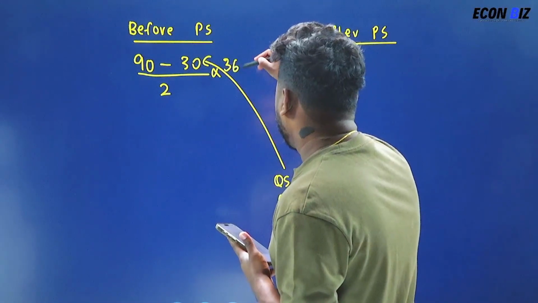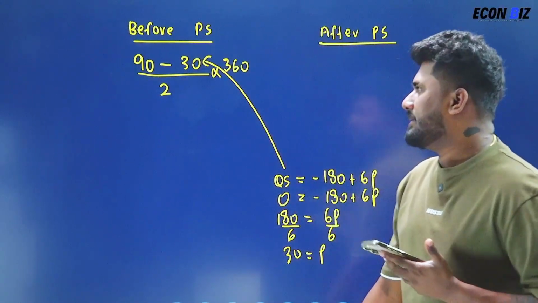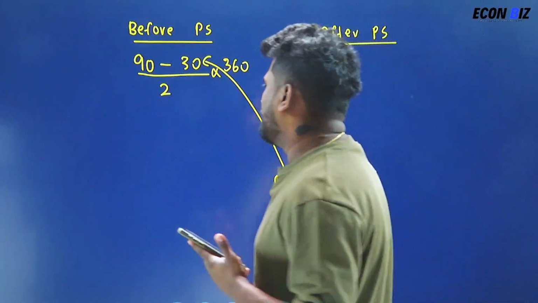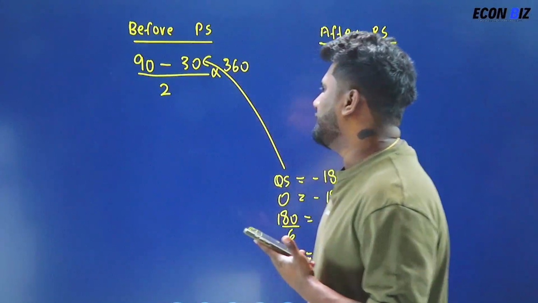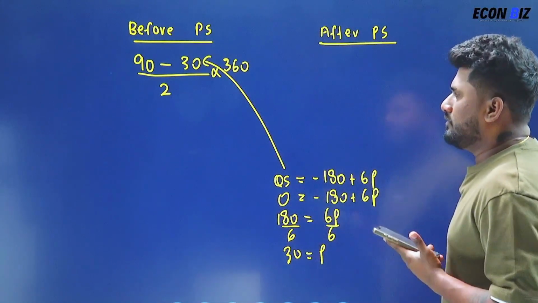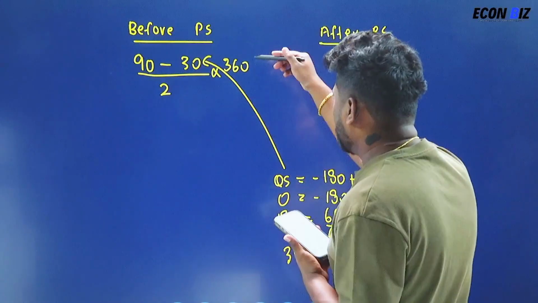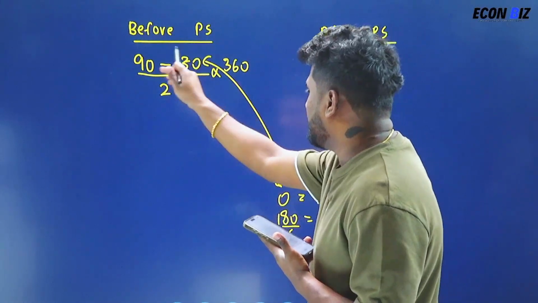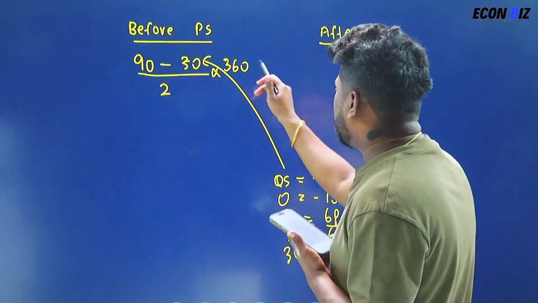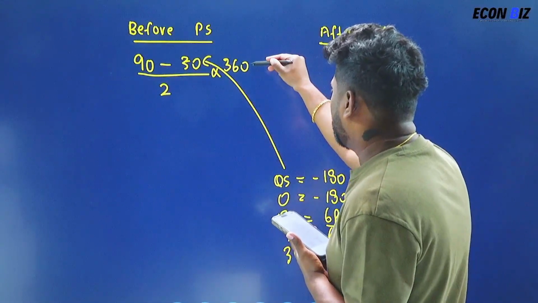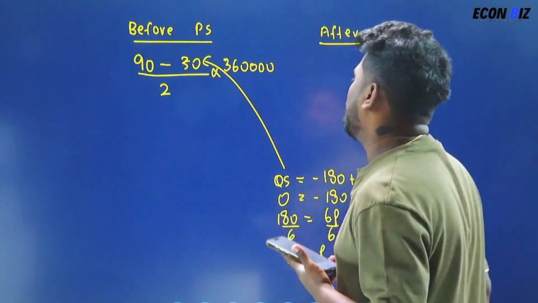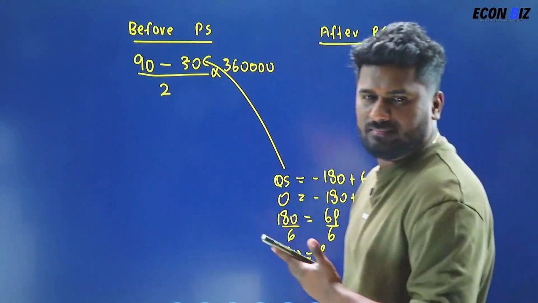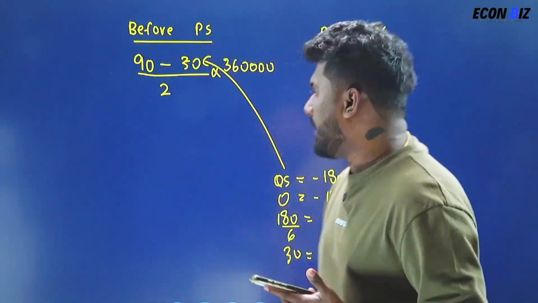360, this should be multiplied. It is also better to multiply by the number of kilograms, because this is coming per kilogram. So 360 needs to be multiplied by 1000. 360,000. Did you understand? Right.